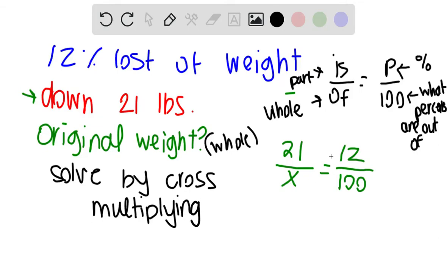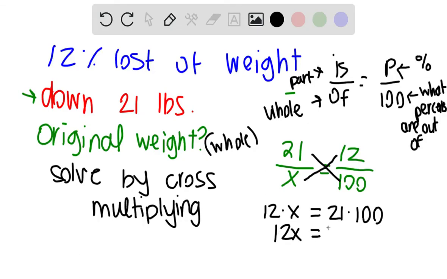First off, whatever my variable is diagonal from, I'm going to multiply that first. So I'm going to have 12 times x is equal to, proportional means cross products are equal to cross products, just means cross multiplying. And then I'm also going to multiply the other cross products or diagonals, 21 times 100. Okay, to simplify, I know 12 times x, that'll just be 12x. And 21 times 100 is 2100.